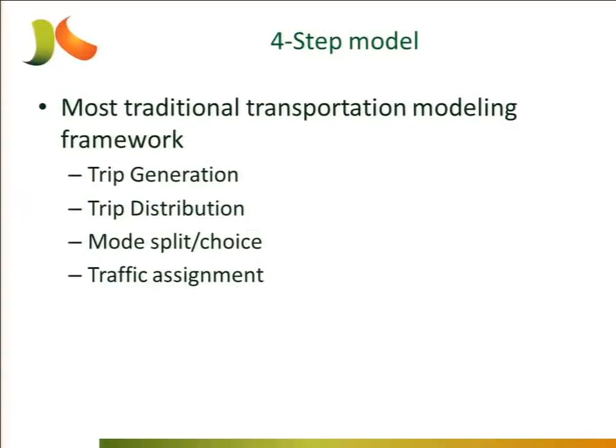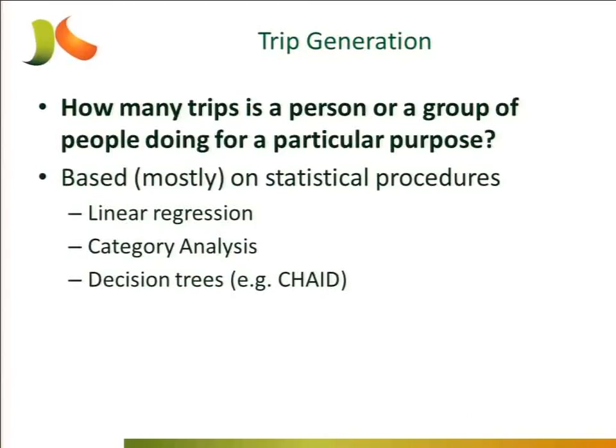It's a very easy approach. This thing started in the 1950s, the Chicago Area Transportation System Planning. It's known as the four-step model: trip generation, distribution, mode split, and traffic assignment. Trip generation is, okay, how many trips are people going to do?